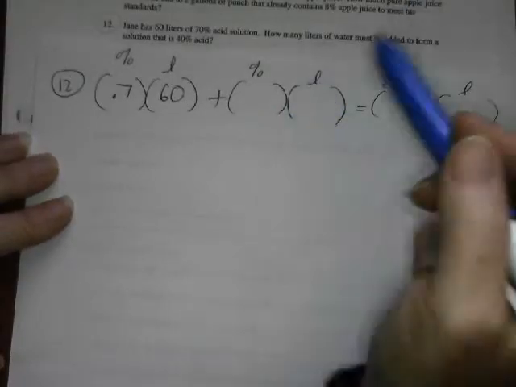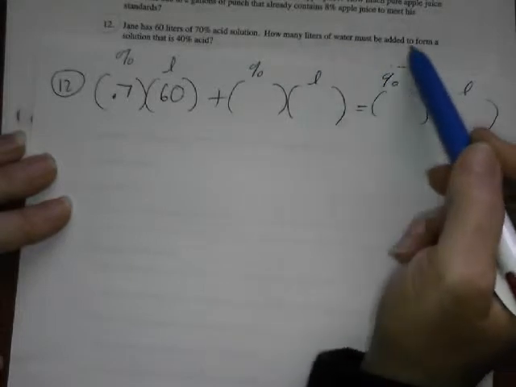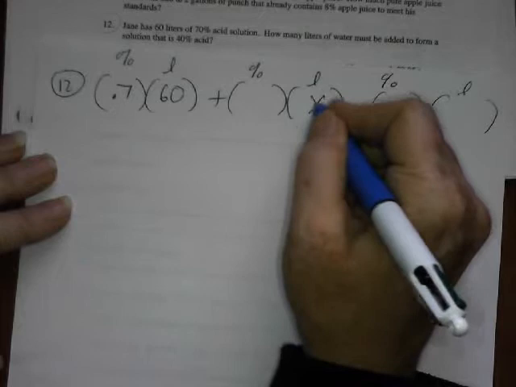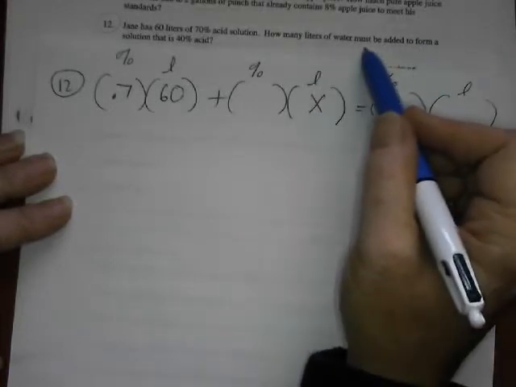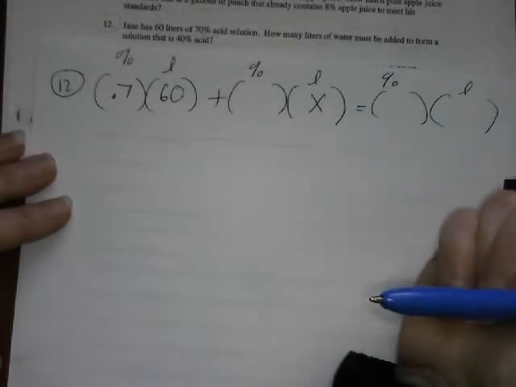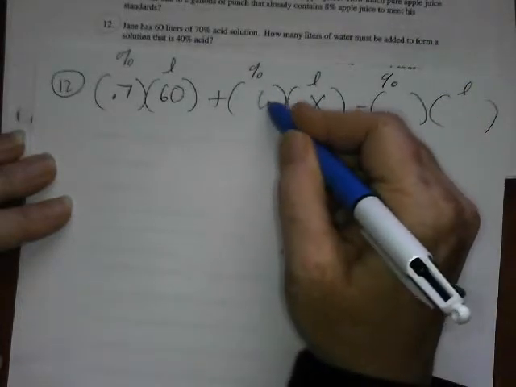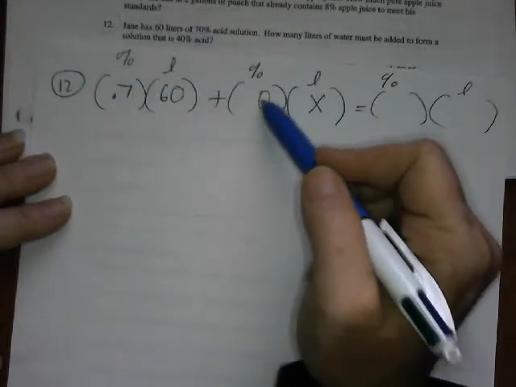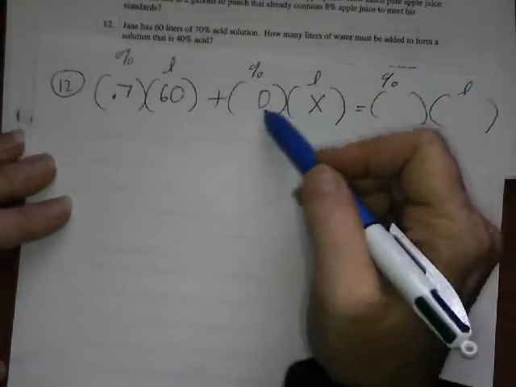And the reason I'm doing this problem is I thought it was tricky because how many liters of water? So I'm going to use X for how many liters because we don't know. If it's water, what percent acid is it? It's 0% acid, right? If they're just adding water, because I'm putting percent acids right here and right here in all the places where it says percent. So that just gets a 0.